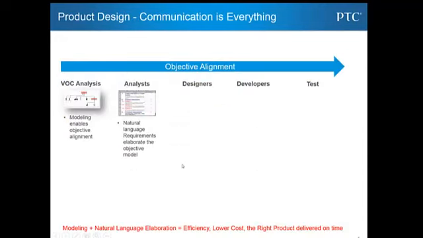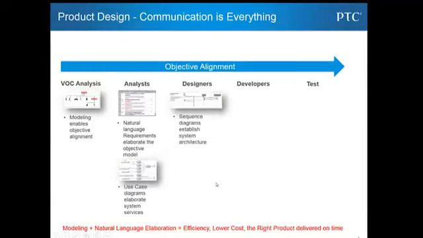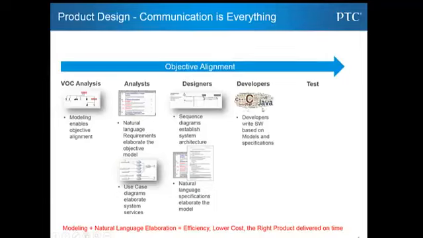Let's continue through the life cycle. We've got objectivity here and elaboration. Then the analysts do a little bit more modeling, designers as well. We do some more elaboration. We've got a nice combination of those things happening. Then we move to the developers who apply the language that they're native to, but they're doing it based on an objective understanding of the model. We might even be able to generate some code from the model.